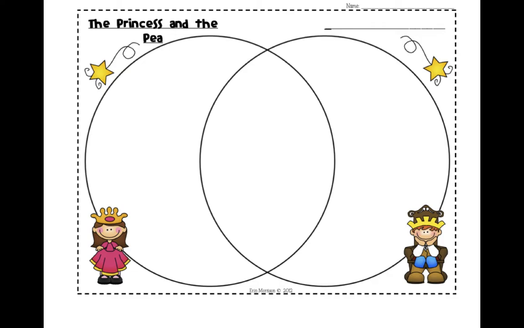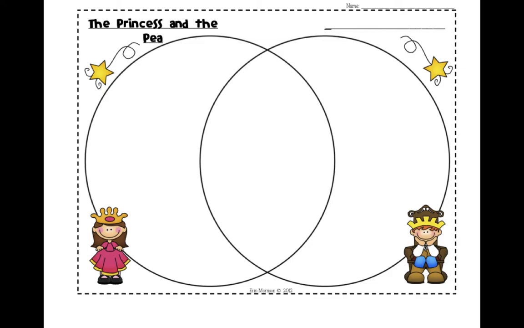All right, my friends. So we just read two different versions of the same story. The story that we read was The Princess and the Pea and The Princess and the Poisonous Pea. And now what we're going to do is compare and contrast the two stories. Compare means talk about how they're the same, and contrast means to talk about how they're different.